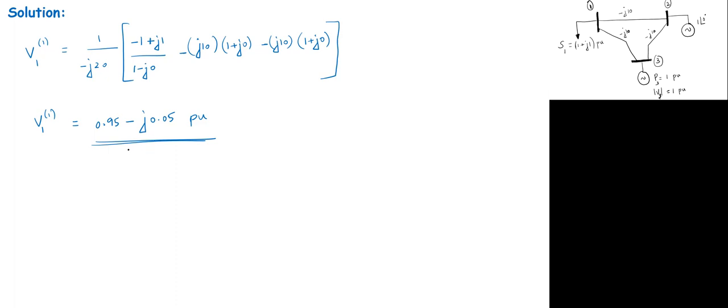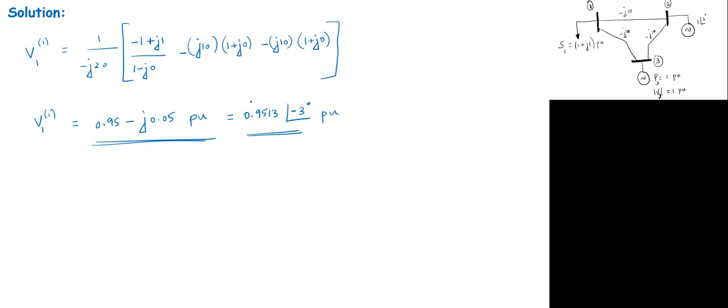It is always useful, whenever we are solving for these state variables, to represent them using a polar form. So if I rewrite the value of V1 in polar form, I get the magnitude of V1 at the end of the first iteration is 0.9513 per unit, and the angle is approximately minus 3 degrees. It's not precisely minus 3, it's an approximate value. So that's something you can make use of the exact value. I'm just making the approximate value. So this is the value of bus 1 voltage at the end of first iteration.